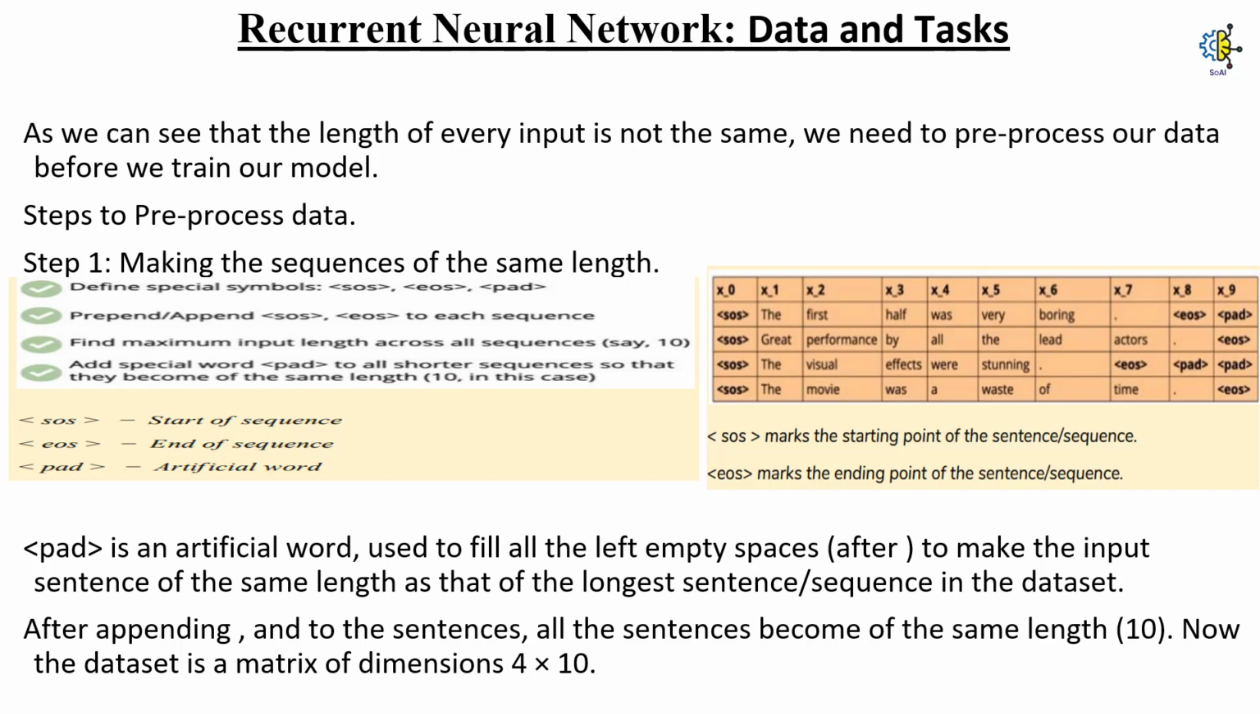Say 10. Add special words to all shorter sequences so that they become of the same length, 10 in this case. Here SOS is start of sequence, EOS is end of sequence, PAD is an artificial word. PAD is an artificial word used to fill all the left empty spaces to make the input sentence of the same length as that of the longest sentence or sequence in the dataset. After appending PAD to the sentences, all the sentences become of the same length. Now, the dataset is a matrix of dimensions 4 by 10.